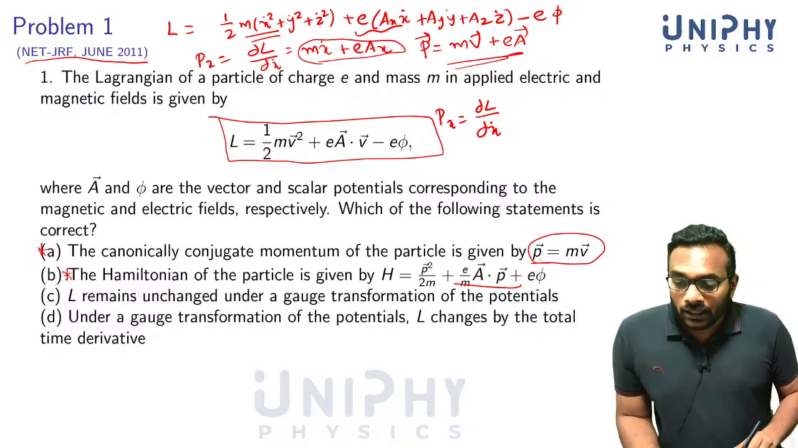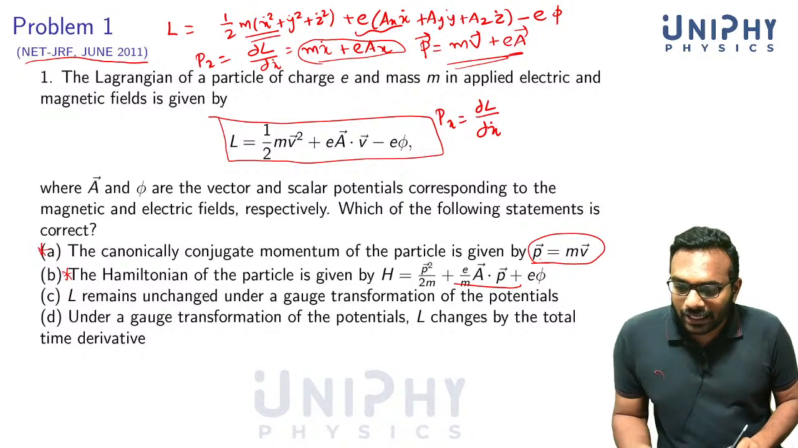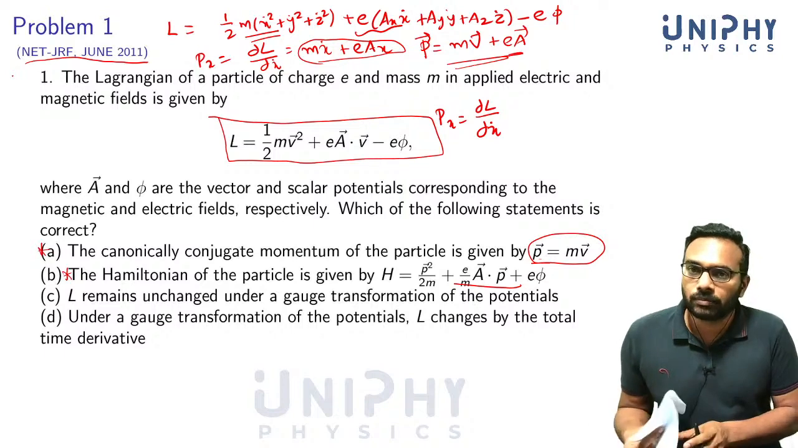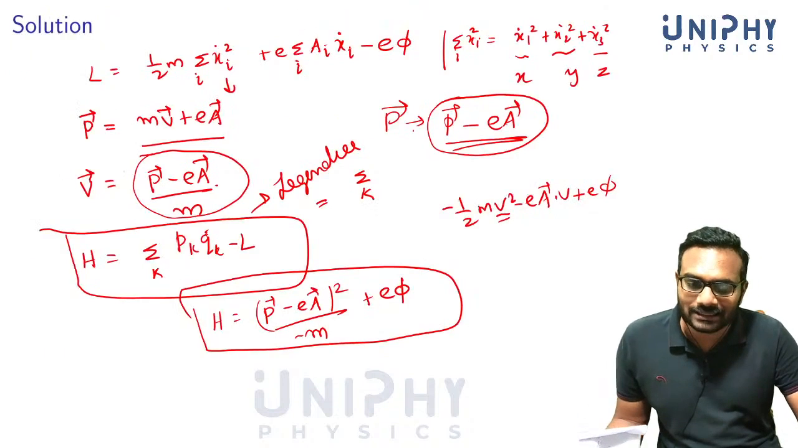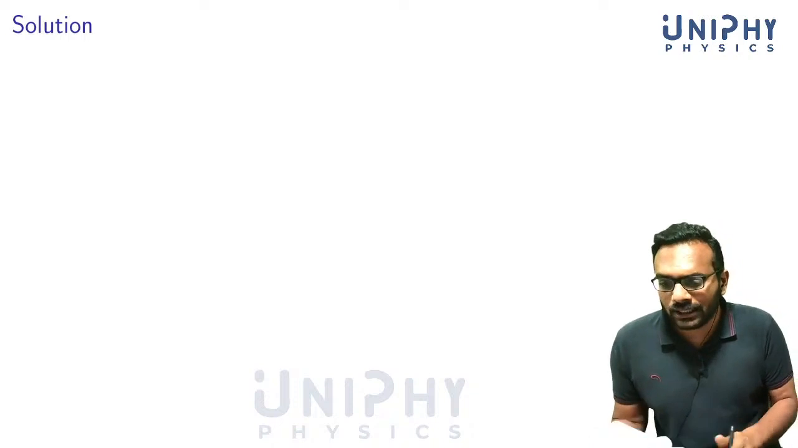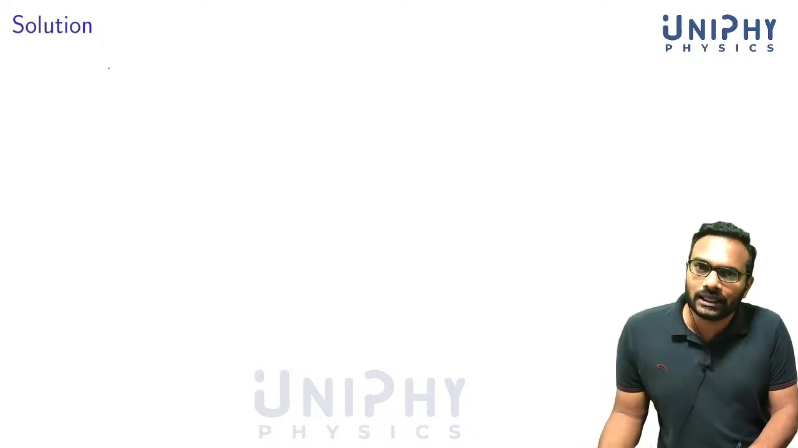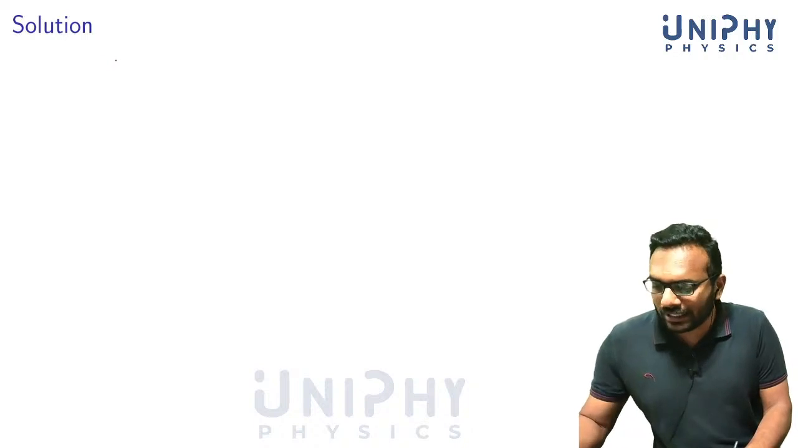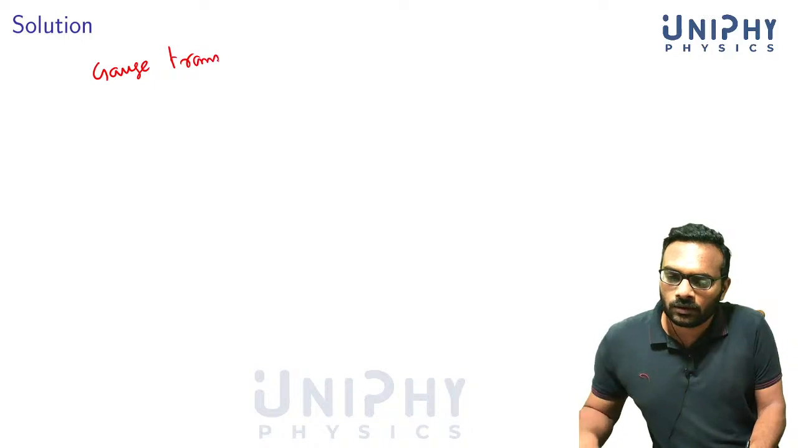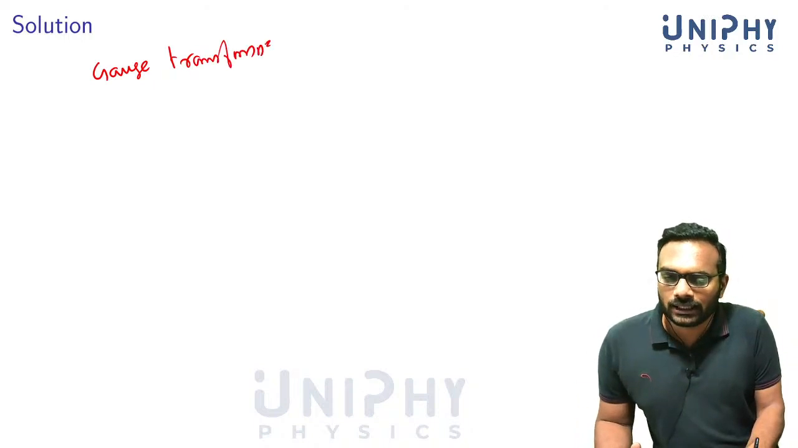Now here is another option. L remains unchanged under gauge transformation of the potentials. What do we mean by gauge transformation? Now this is a very important part for the NET JRF exam. What do we mean by a gauge transformation?